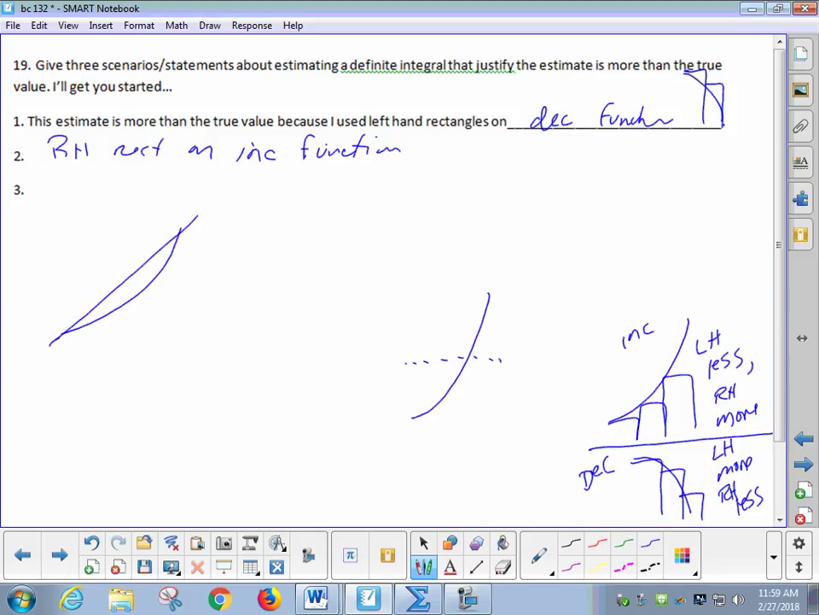Yeah, when there's concavity, the trapezoid between the endpoints will be over if it's concave up. So trapezoids combined with concave up function. Okay? Something along those lines. You with me? Okay, so today's lesson is a good one.